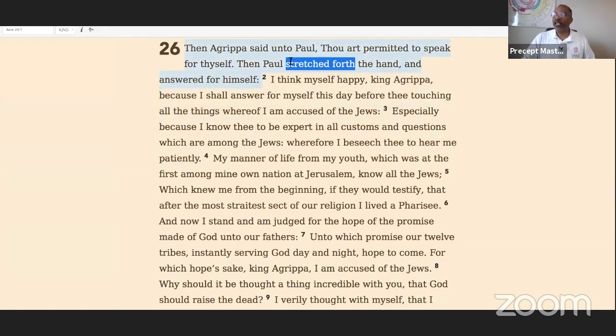It says, then King Agrippa said unto Paul, thou art permitted to speak for thyself. Then Paul stretched forth the hand and answered for himself. So we know Paul was in the room with King Agrippa. This is the main focal point of what we're trying to understand. Now it says, I think myself happy, King Agrippa. So now Paul is telling King Agrippa he thinks himself happy because he's saying, because I shall answer for myself this day touching all things whereof I am accused of the Jews.